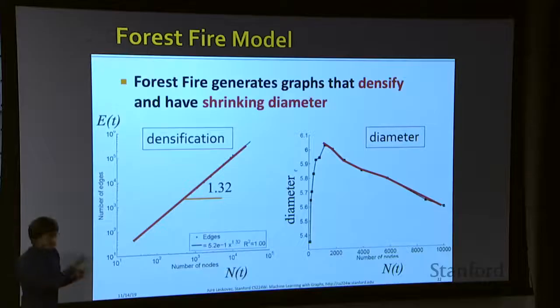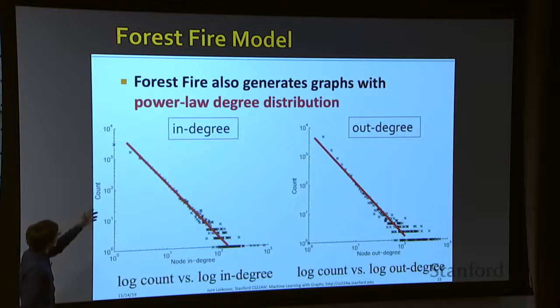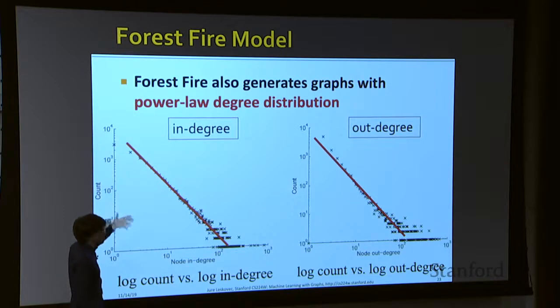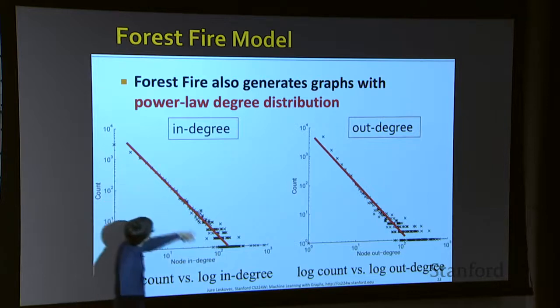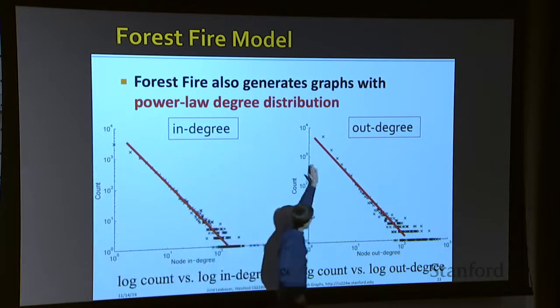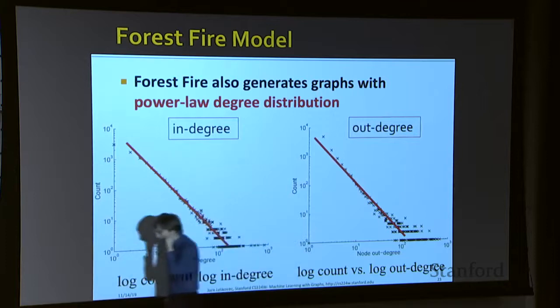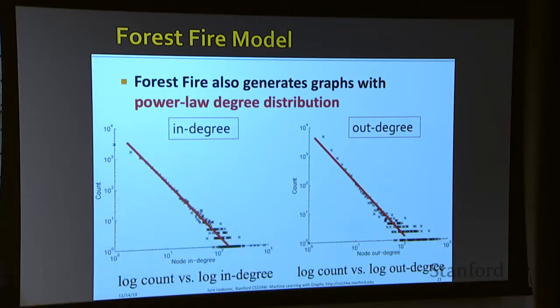Okay. So this is one example. Here is another thing: does the model also generate a realistic degree distribution? This is the in-degree, that's the out-degree, and again you see how it follows a straight line when I plot it on logarithmic scales.